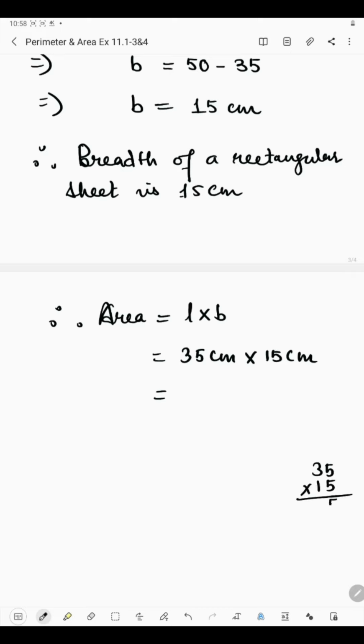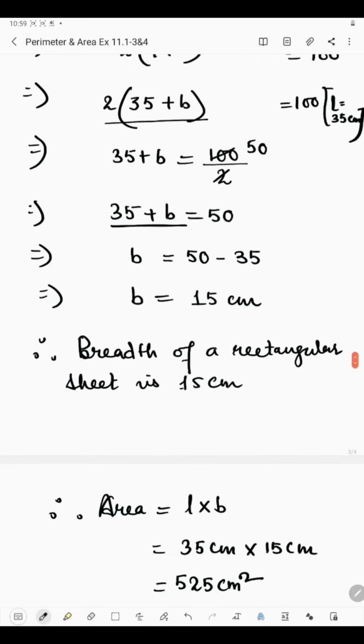So we will multiply 35 multiplied by 15. 15 5s are 75. 5 7 carry. 15 3s are 45. 45 plus 7 is 52. So it's 525 and centimeter into centimeter is centimeter square. So area of a rectangular sheet will be 525 centimeter square. Okay. So this was all about question number 4.